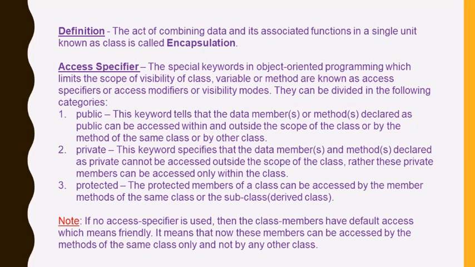The private keyword specifies that the data members and the methods declared as private cannot be accessed outside the scope of the class. Rather, these private members can be accessed only within the class. The protected members of a class can be accessed by the member methods of the same class or the subclass. The protected access specifier is used when we use the concept of inheritance, which is not in the scope of this book. It will come in a later chapter.